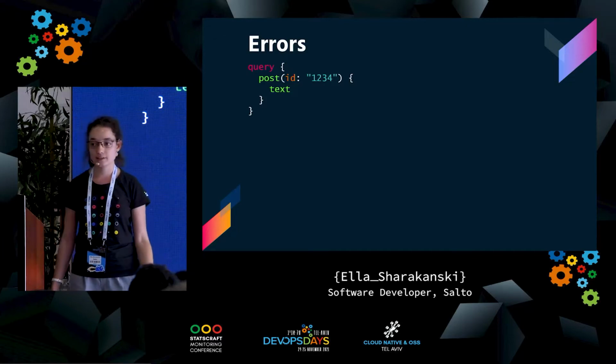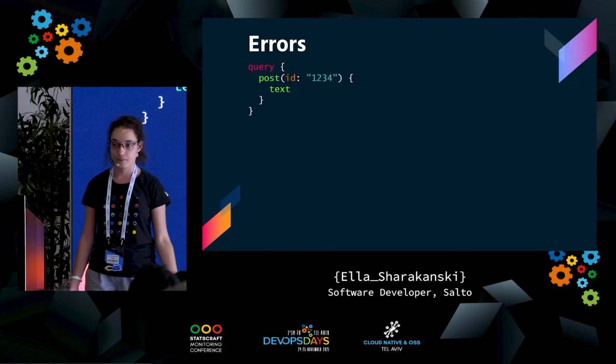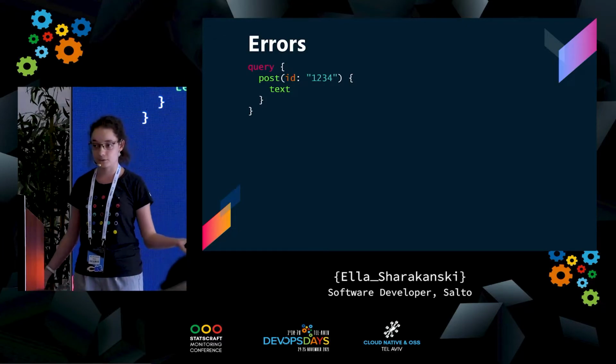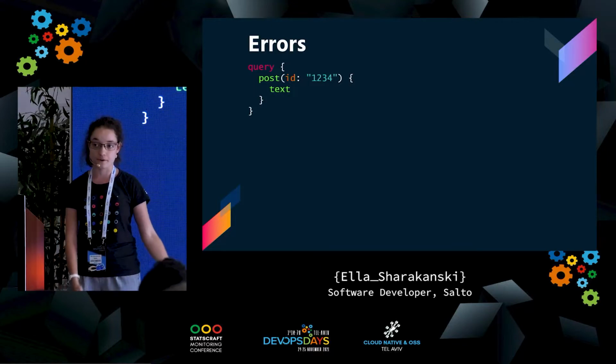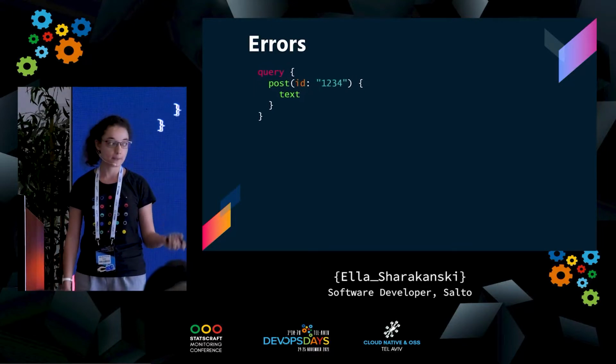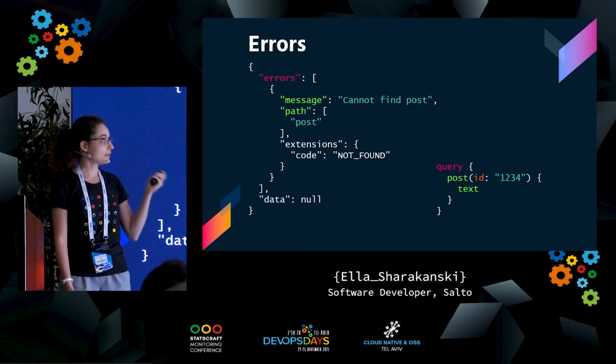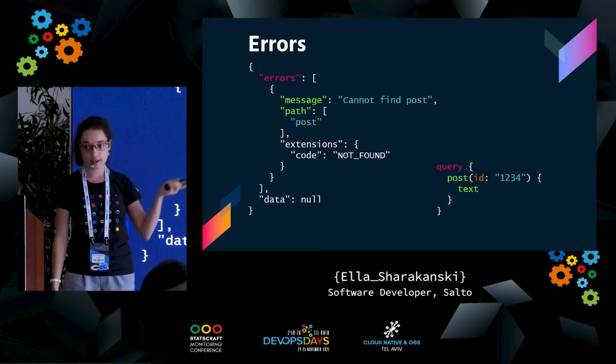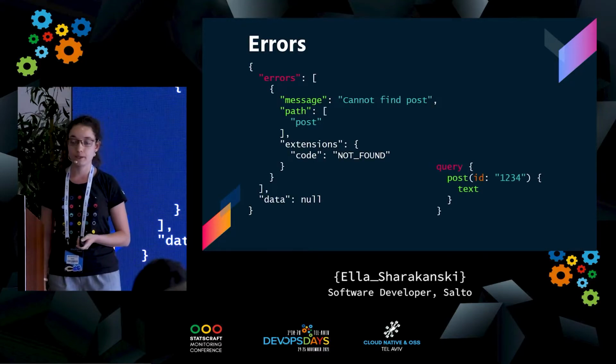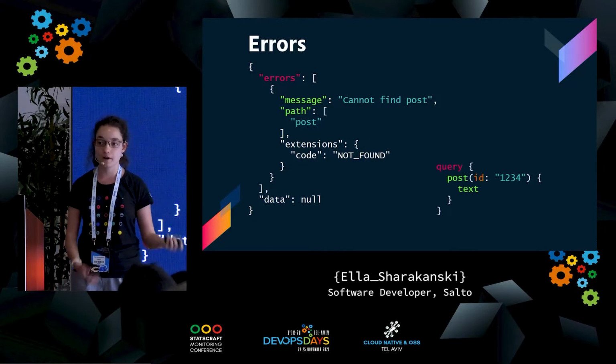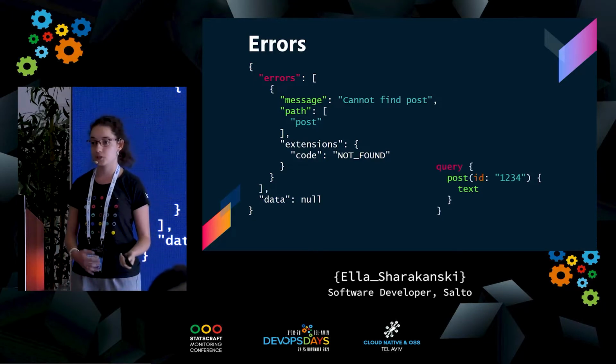Next, errors. So let's say we're asking for a post with ID 1234. And let's say there is no such post. So we want to return an error. What does it look like? Well, it looks like this. So now we have the field errors, and note that this is plural, because we can actually have multiple errors, for example, one for each field.